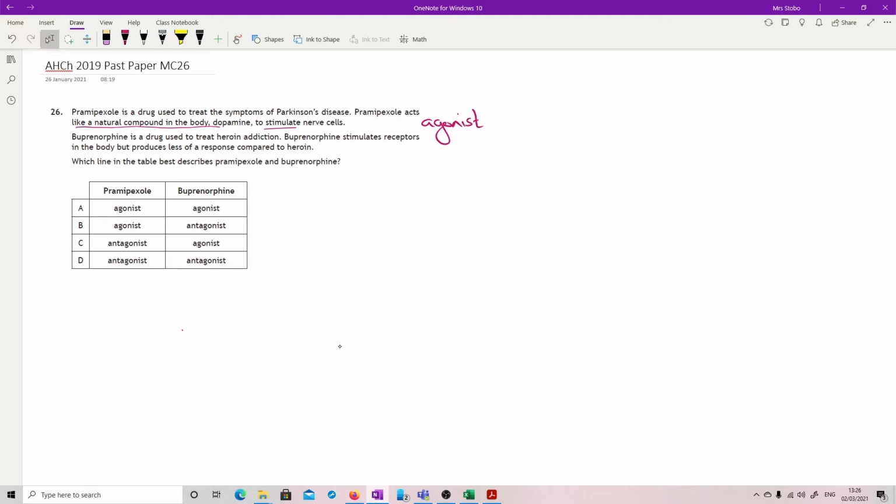Next one, which I'm going to mispronounce, I'm just going to say it's a drug used to treat heroin addiction. It stimulates receptors in the body but produces less of a response compared to heroin. So this is still stimulating the normal receptors, so this is an agonist as well. Okay, which line in the table best describes them? Agonist and agonist. Remember, an antagonist is something which would be fighting against the normal responses, would be blocking the normal responses of the body.